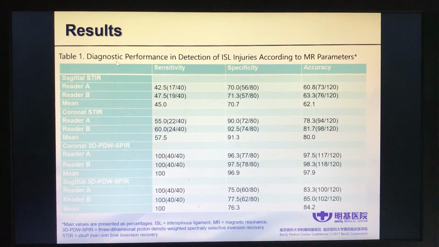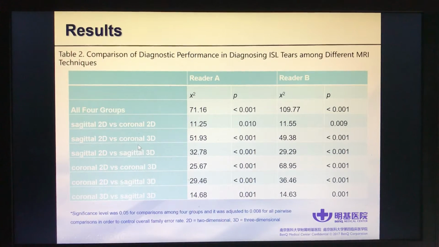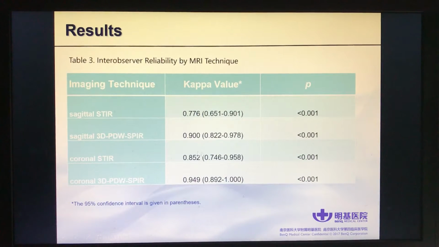Table 1 presents the diagnostic performance in detection of ISL injuries according to different MR techniques. For coronal 3D PD SPACE technique, the sensitivity, specificity, and accuracy were 100%, 96.9%, and 97.9% respectively, and they were significantly higher than those of sagittal STIR, coronal STIR, and sagittal 3D PD SPACE technique. The inter-observer reliability for diagnosing ISL disruption was high for all MR techniques.